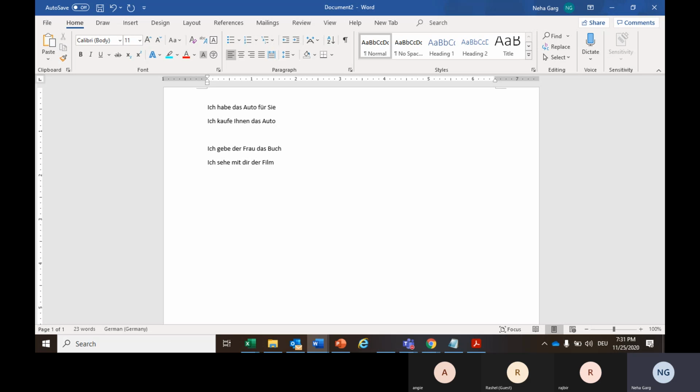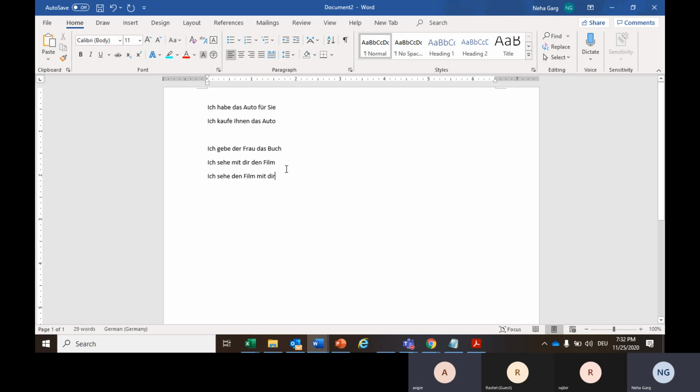Film, as we all know, is "der Film". So "der Film" is masculine and Film is accusative case here. So "den Film". "Der" will change to "den" in accusative. So: Ich sehe mit dir den Film. Oder: Ich sehe den Film mit dir.